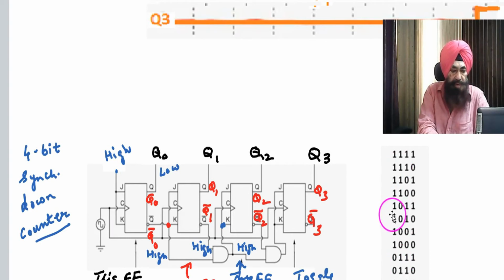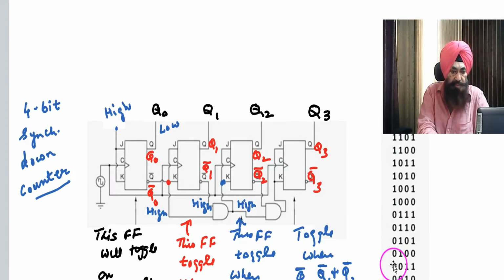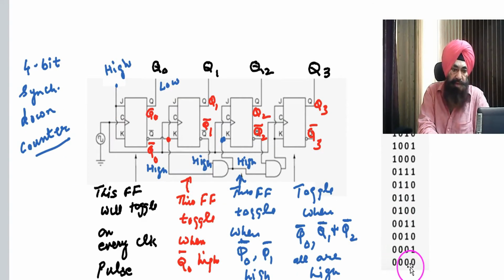Now coming to the fourth one. The fourth one toggles when all 3 are 0: 1, 2, 3. It toggles from 1 to 0 state. Again here it will toggle 0 to 1 because all 3 are zeros.